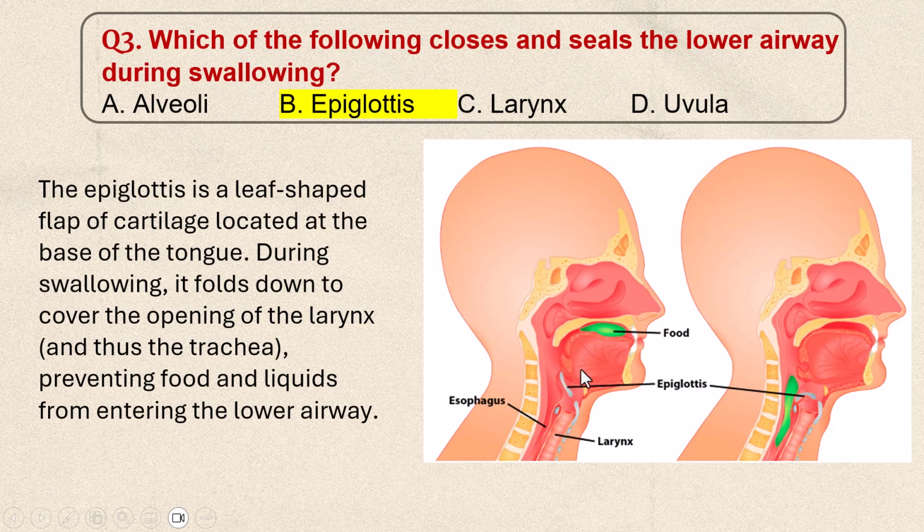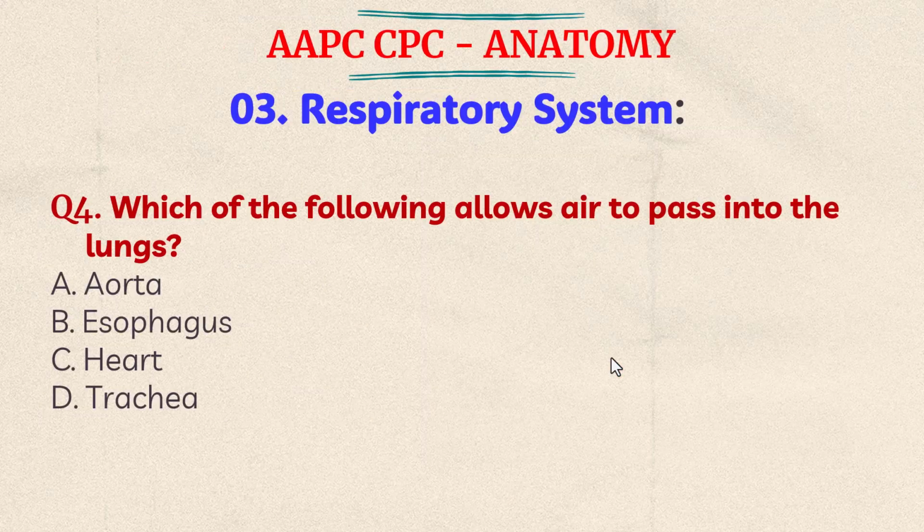You can see here the respiratory tract on the front part of the body. You can see the larynx here and the esophagus posterior to the larynx. When the food comes, this epiglottis closes the larynx. The epiglottis is a leaf-shaped flap of cartilage located at the base of the tongue. During swallowing, it folds down to cover the opening of the larynx and thus the trachea, preventing food and liquids from entering the lower airway.